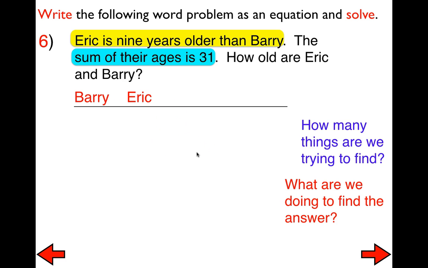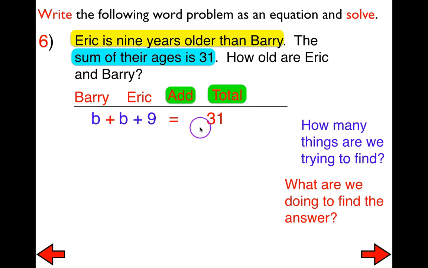Now, what are we going to do to find the answer? Well, since it's asking for the sum, I'm going to go ahead and add their ages together. So now what I'm going to do is assign a variable to, in this case, Barry, since he's younger. I'm going to call Barry B. And since Eric is 9 years older, that's going to be B plus 9. And again, please make sure that you just don't put plus 9. That's not going to be sufficient. And now, since I know that I'm supposed to add their ages and it's supposed to equal 31, I'm going to go ahead and start from there. Here I'm going to simplify my equation to 2b plus 9 equals 31.